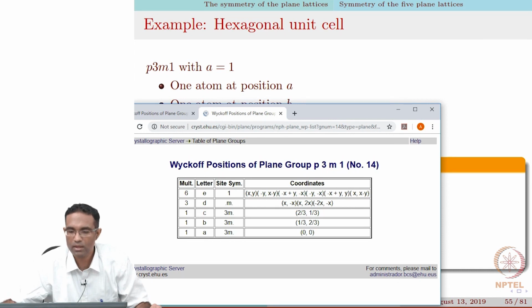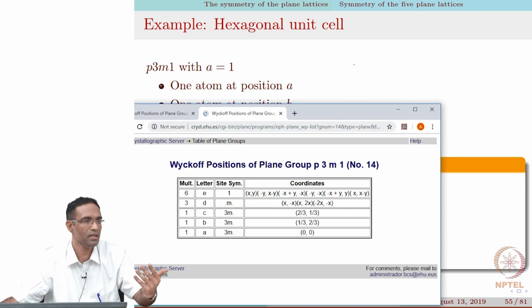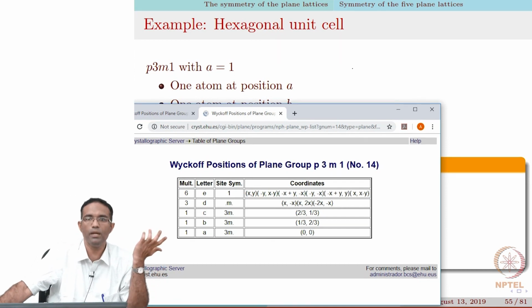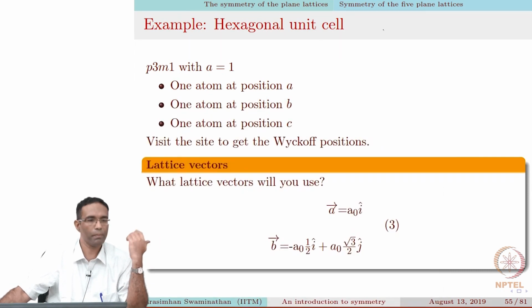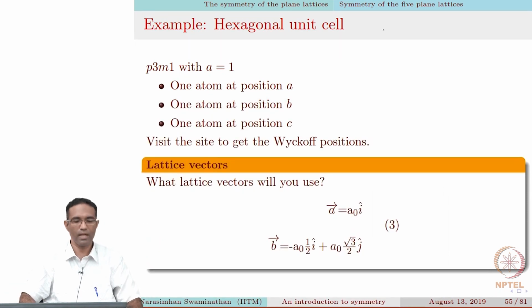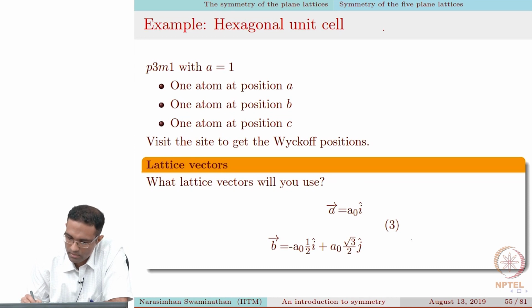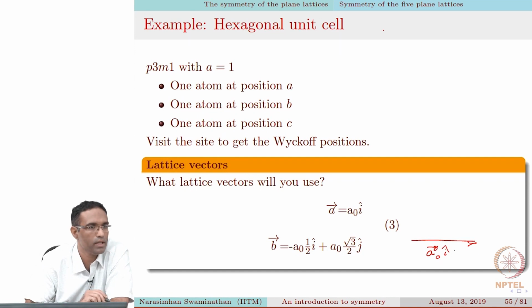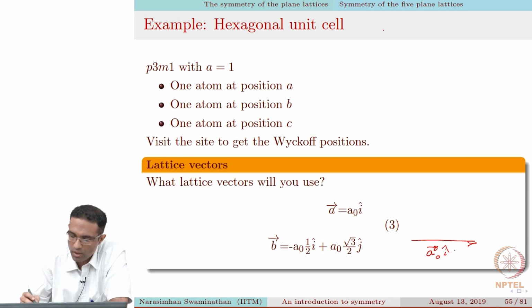So in the hexagonal case, as soon as you see P3 or P6, it should strike you that it has got to be a hexagonal lattice. That applies even for space lattices. So what we can do is choose this to be one of the lattice vectors. The other one is chosen to be this.